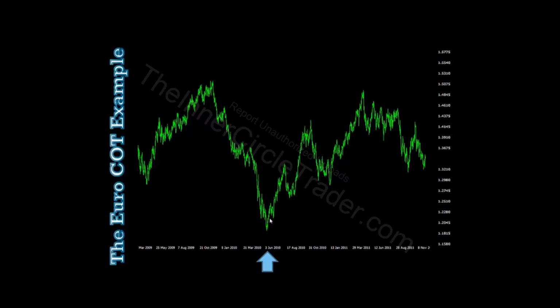Here's where the commercials were wildly net long, and here's where they moved back to a net long position, and then all of a sudden it took off. A lot of money to be made right there. Lots and lots of money to be made in something like that.